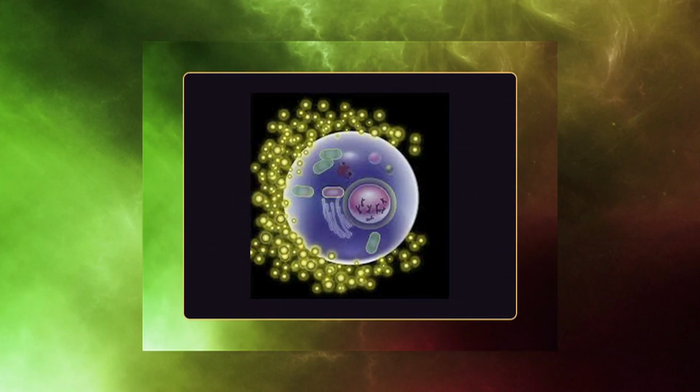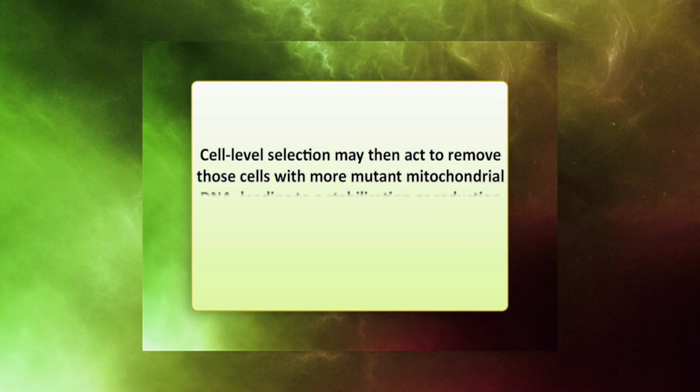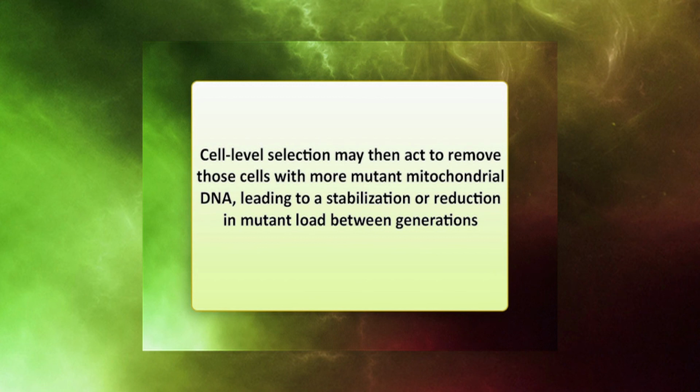The bottleneck exploits stochastic processes in the cell to increase the cell-to-cell variability in mutant load as an organism develops. A single egg cell with some proportion of mutant mitochondrial DNA thus produces an embryo where different cells have different mutant loads. Cell-level selection may then act to remove those cells with more mutant mitochondrial DNA, leading to a stabilization or reduction in mutant load between generations.